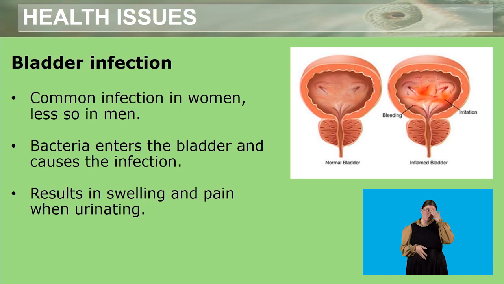So here in this diagram, you have an example of a normal bladder and an inflamed bladder where this person has a bladder infection. You can see how it is inflamed there, how it is swollen in some parts. And what happens here is that when the person is urinating, they will experience pain.